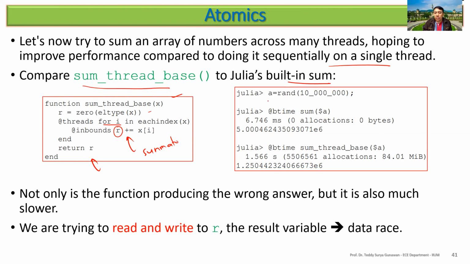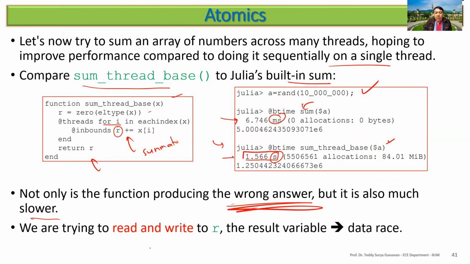So what will happen? We do a random array of 10 million elements, for example. Using the Julia built-in function, this is 6.746 milliseconds. And if you are using the sum thread base A, you have here 1.5 seconds. You can see it's very long. What is happening? There are two errors here. Not only does the function produce the wrong answer, but it's also much slower. Compare the milliseconds to the second here.